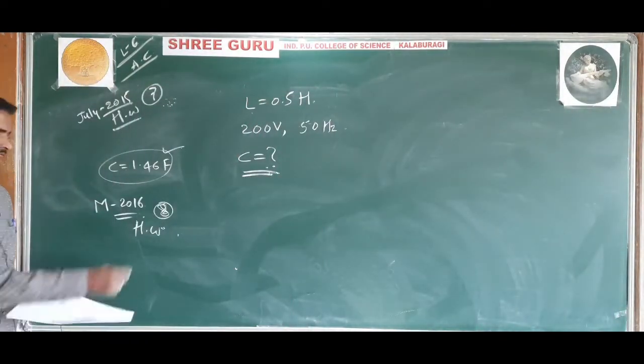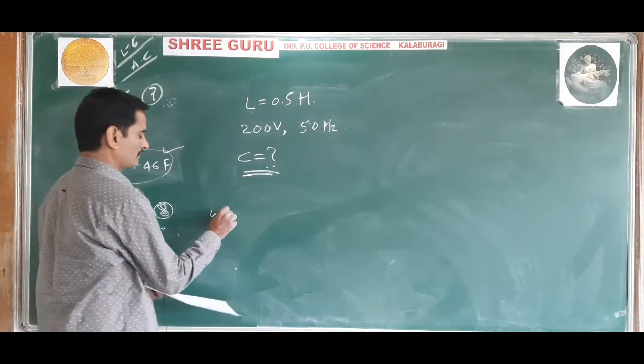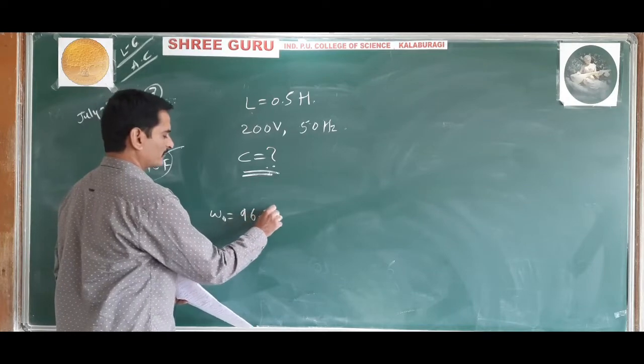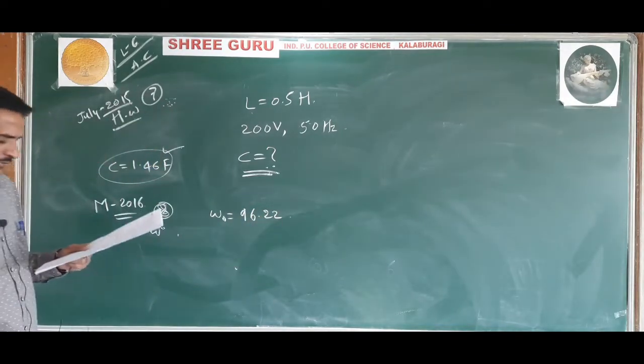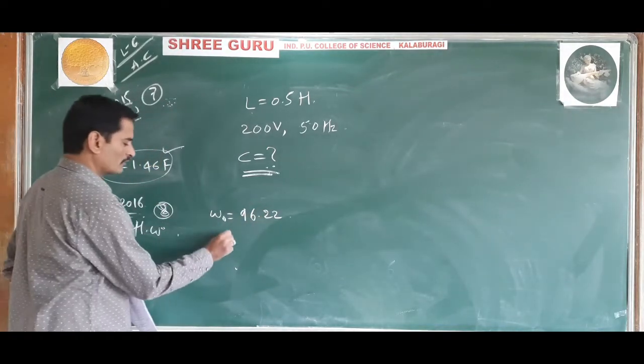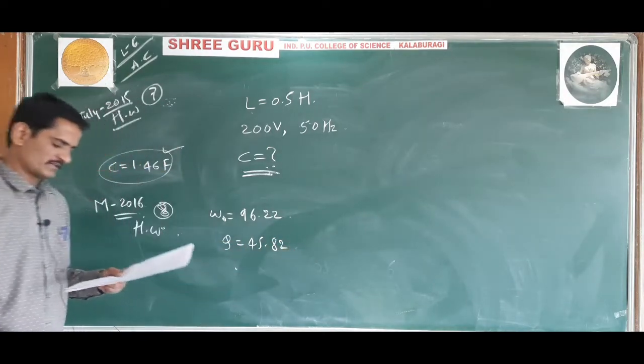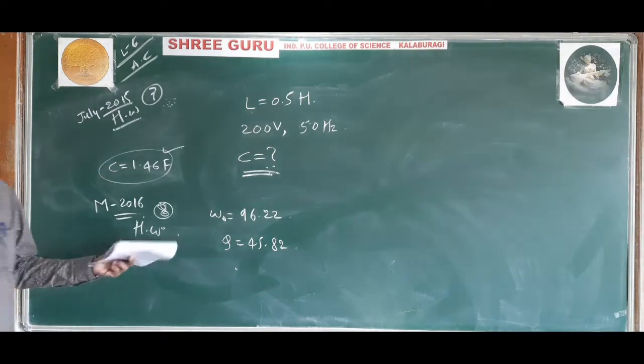Do that calculation. I will give the answer: omega naught comes to be 96.22 and Q comes to be 45.82. Do this as homework.